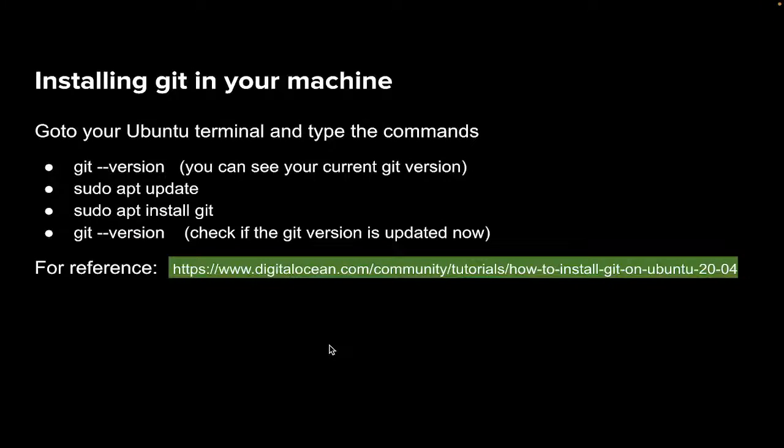After that, you need to install Git in your machine. I have already installed Git in my machine. To install it, you need to copy those commands in your terminal. First is git --version, then sudo apt update, sudo apt install git, and then again git --version to check if the version is updated or not. For more reference, you can go to this website. I will mark it in the description.